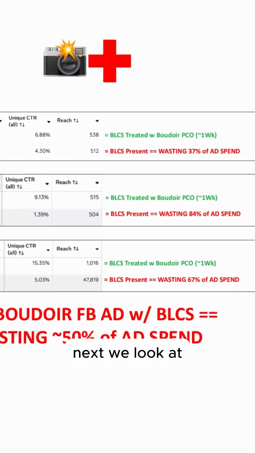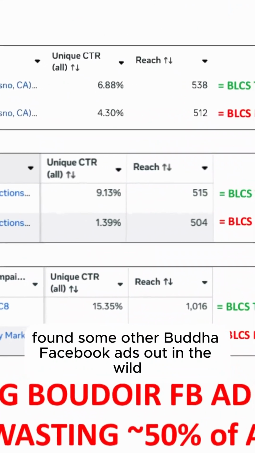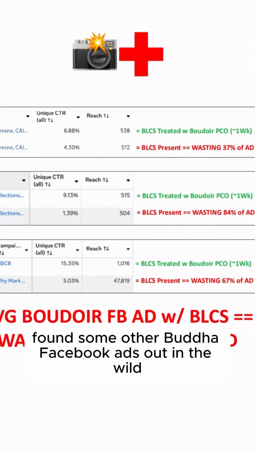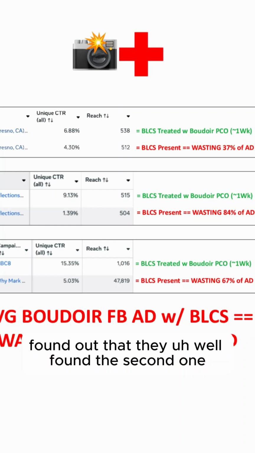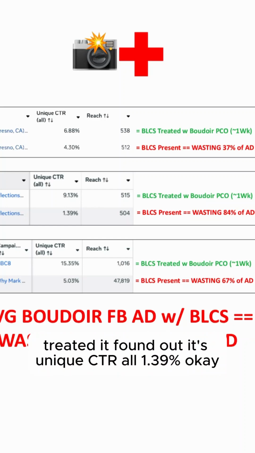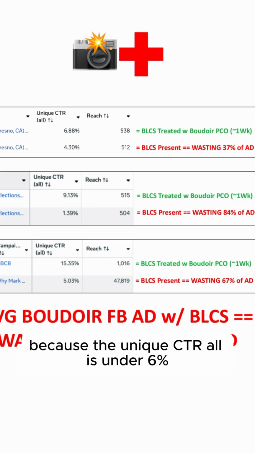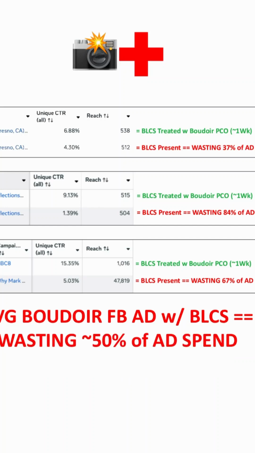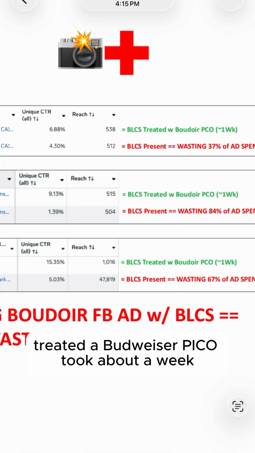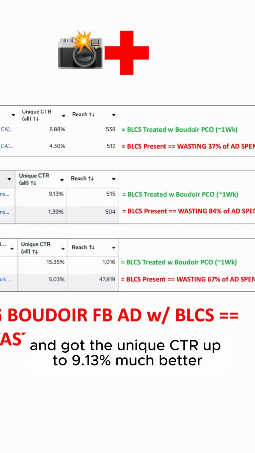All right, next, we look at the second part of my residency. I went out there, found some other Boudoir Facebook ads out in the wild. I found the second one, brought it to the hospital, treated it, found out its unique CTR was 1.39%. Okay, so we know that BLCS is present because the unique CTR is under 6%. So I duplicated it, treated it with Boudoir Pico, took about a week, and got the unique CTR up to 9.13%, much better.